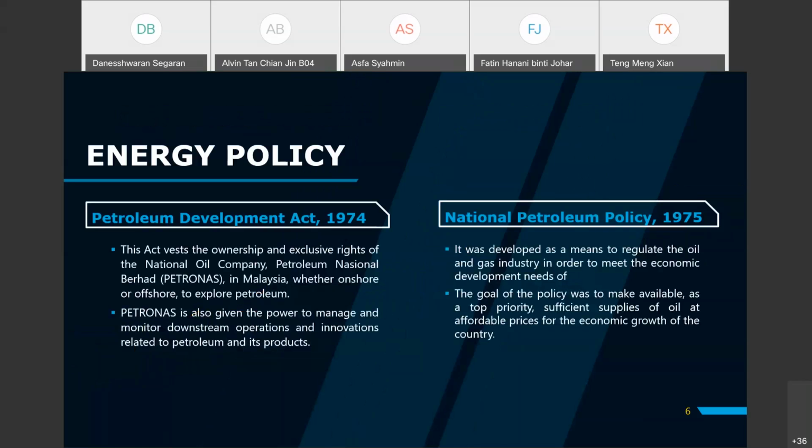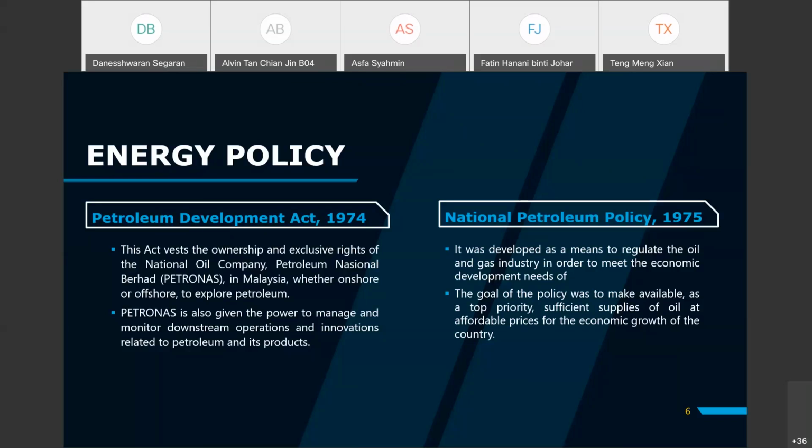The first act is the Petroleum Development Act 1974. Petroleum here means any mineral oil or relative hydrocarbon and natural gas existing in its natural condition. This act vests the ownership and exclusive right in the national oil company Petronas, whether onshore or offshore, to explore the petroleum. Petronas is also given the power to manage and monitor downstream operation and innovation related to petroleum and its products.